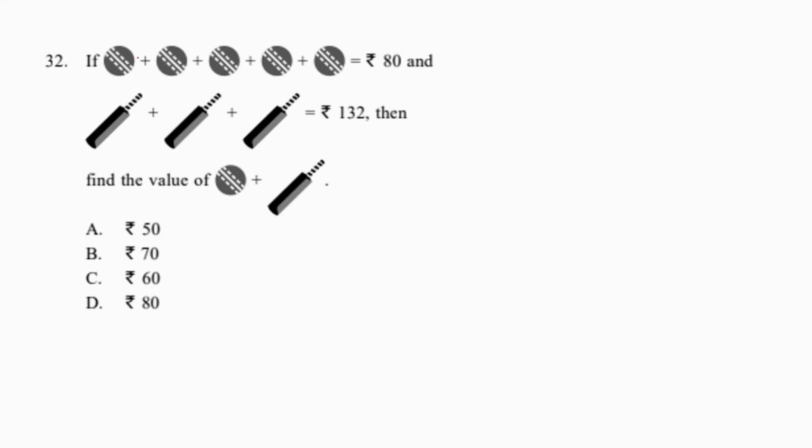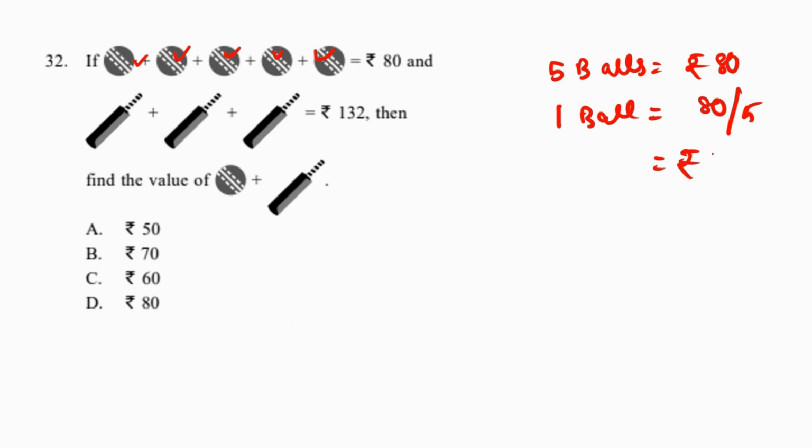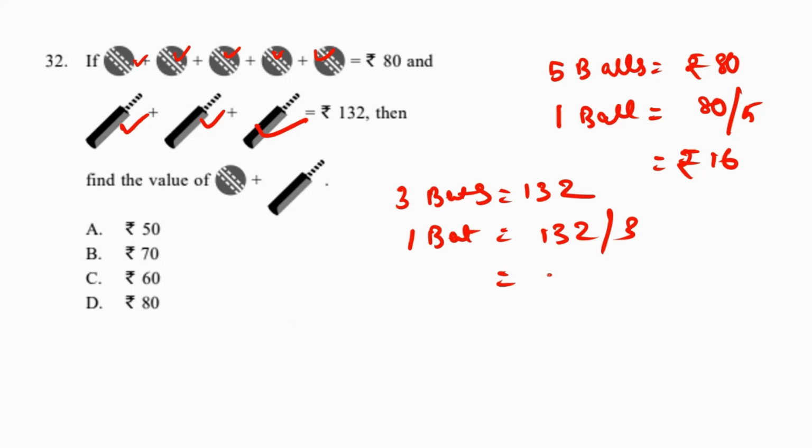Next question number 32. 1, 2, 3, 4, 5 balls when added together is equal to rupees 80. If the cost of 5 balls is 80 rupees, what's the cost of one ball? Unitary method, 80 divided by 5, 16 rupees. Similarly, over here, 3 bats when added, the cost is 132. So what's the cost of one bat then? 132 divided by 3. That would give us 44 rupees. So what is the total cost of a bat and a ball? That's 44 plus 16, which would give us 60. Option C is the required answer.